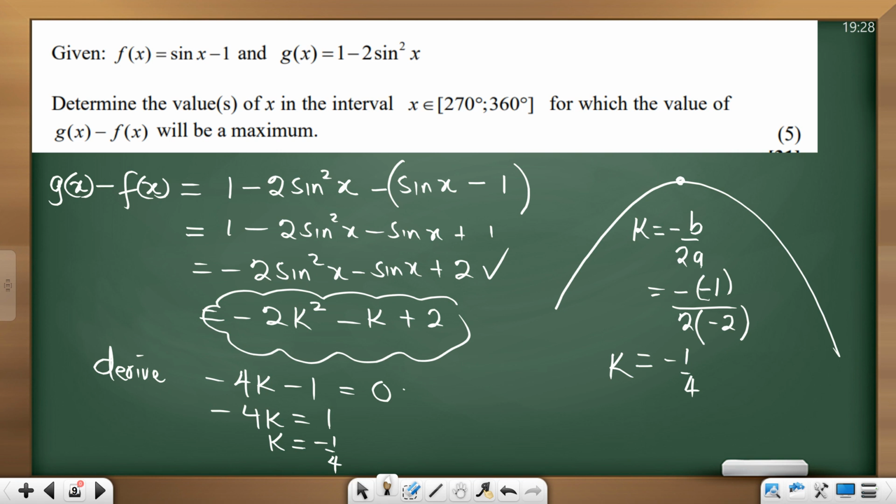No, we are now looking for the value of X. We don't substitute. They said, find the value of X. Now we know our K. What's our K? Sine X, therefore, is equal to negative 1 over 4. Are you with me? Now, let's solve together. So, it's a matter of interpreting the steps.